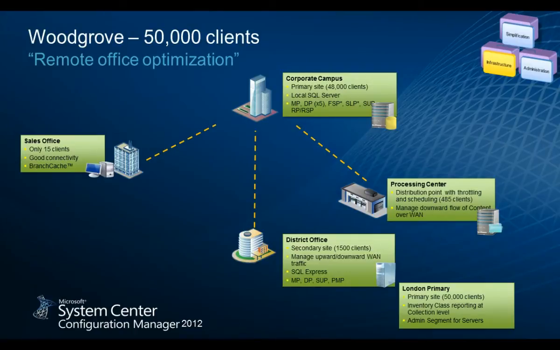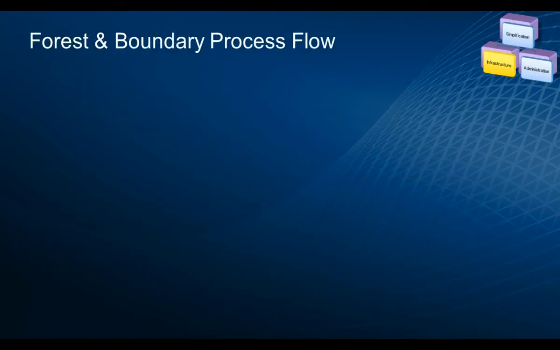We've also got a processing center where there's a distribution point with throttling and scheduling for 485 clients. So a smaller location, very focused on a certain role of organization. And we manage downward flow of content over the WAN to that location. Then finally, we have a London primary site, 50,000 clients, inventory class reporting at the collection level, and administrative segmentation for the servers, handled with a different group.